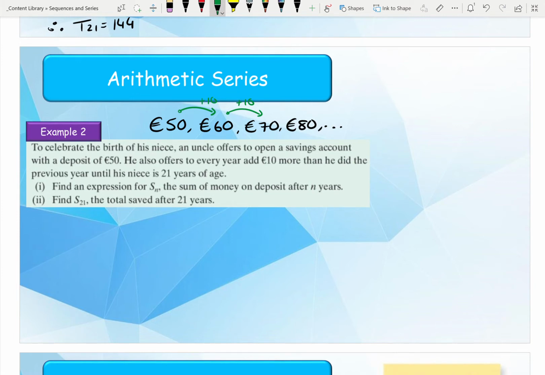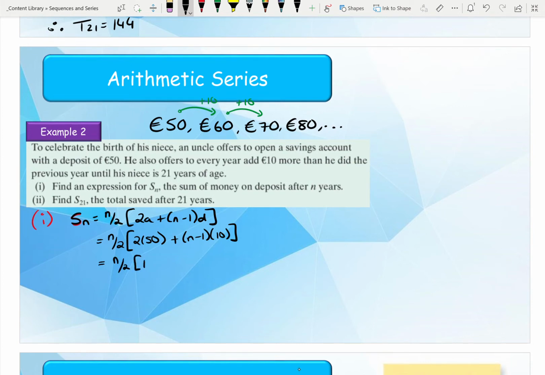It says find an expression for Sn, the sum of the money after n years. So now it wants just the general version here. So we have that our Sn formula is equal to n over 2 by 2a plus n minus 1 times d. So again, I'm not going to sub in for n this time because it wants Sn in terms of n years. But I know my first term is going to be 50. So a is 50 plus n minus 1 times 10 because each year it increases by 10.